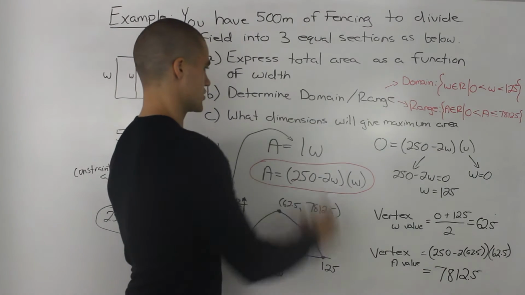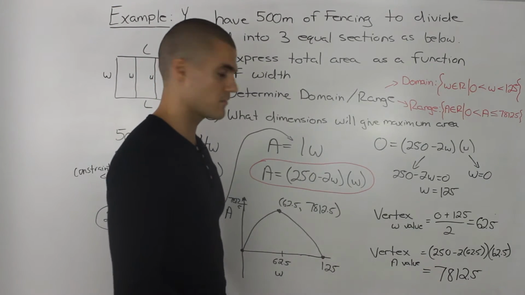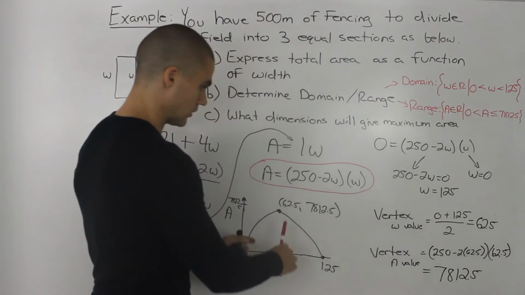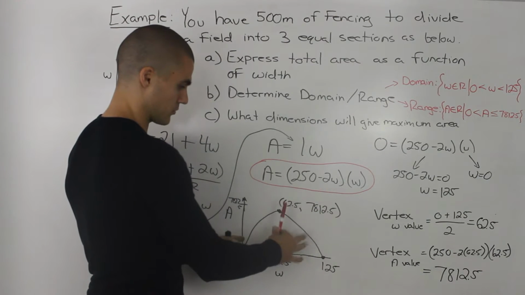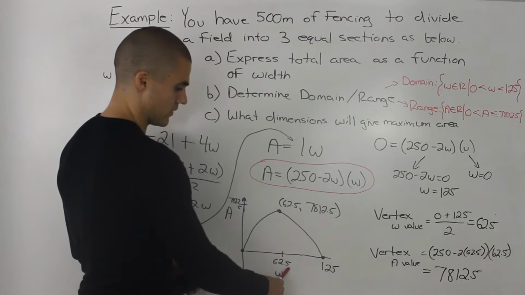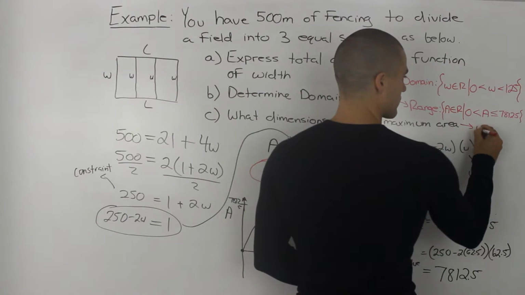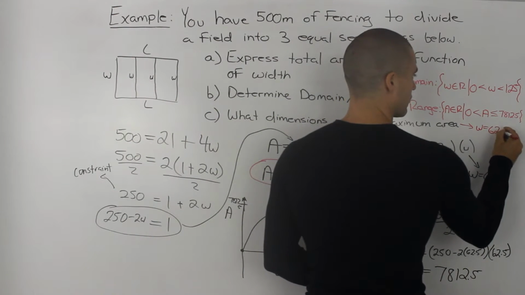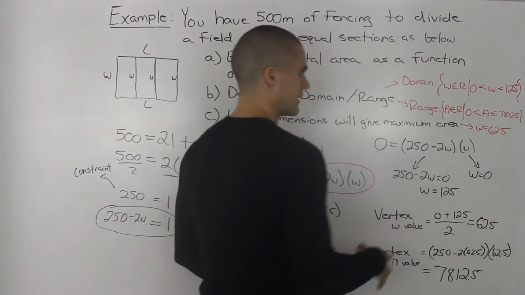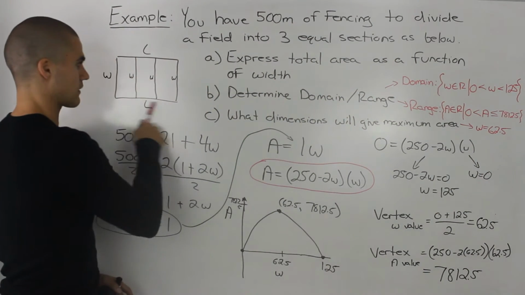And our final question C, what dimensions will give the maximum area? Well, we know that the maximum area from our parabola occurs at a width value of 62.5. So we know that the width is 62.5. Now, what about the length?